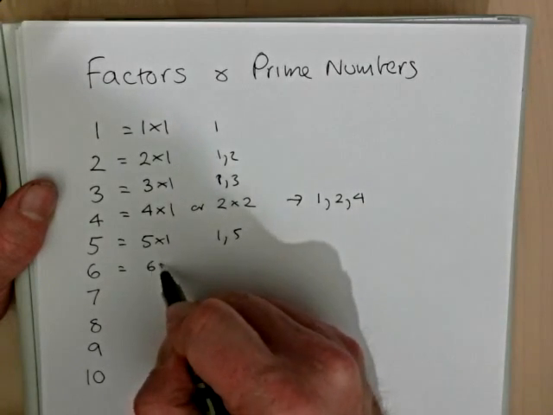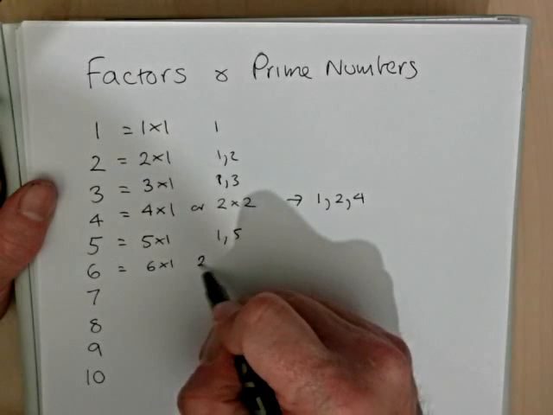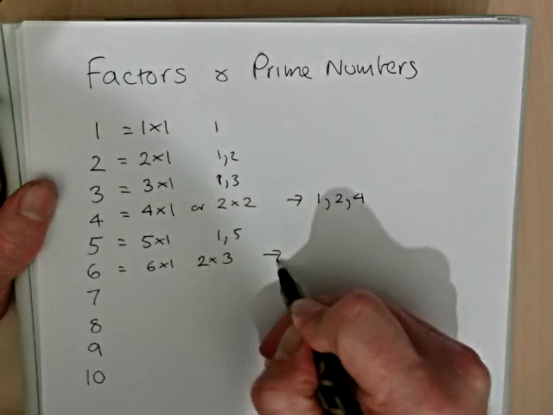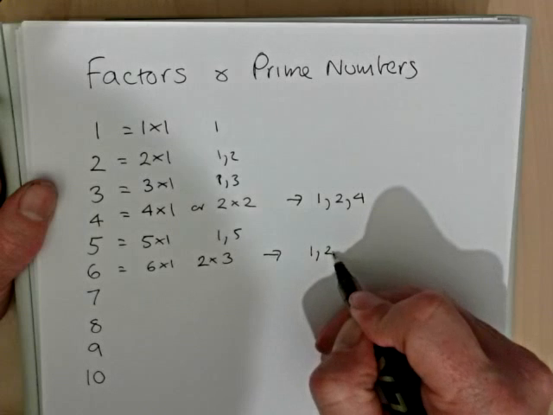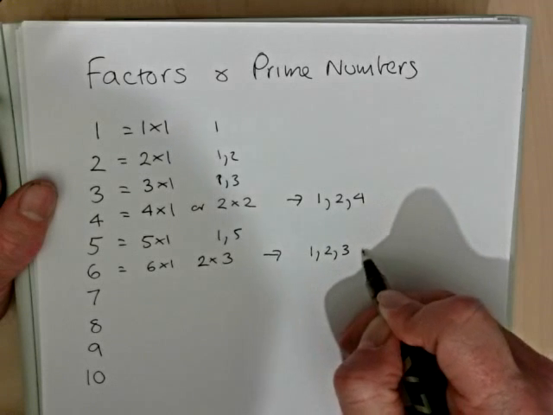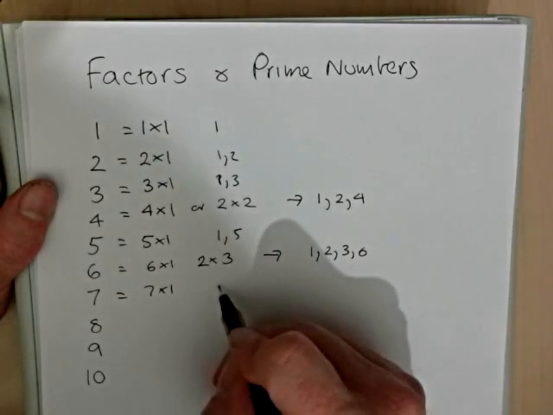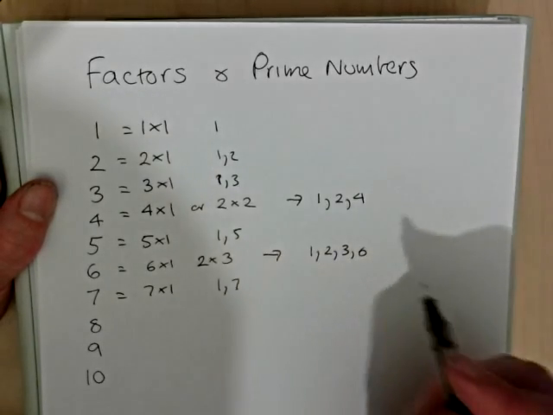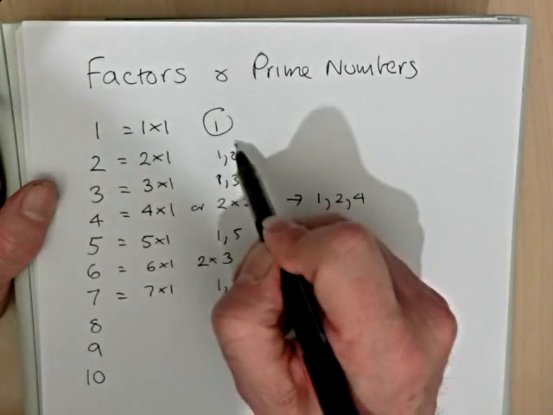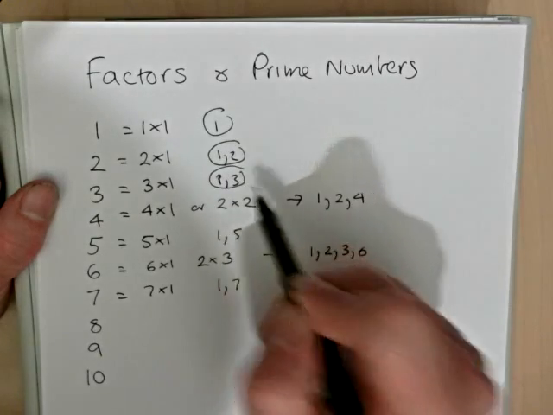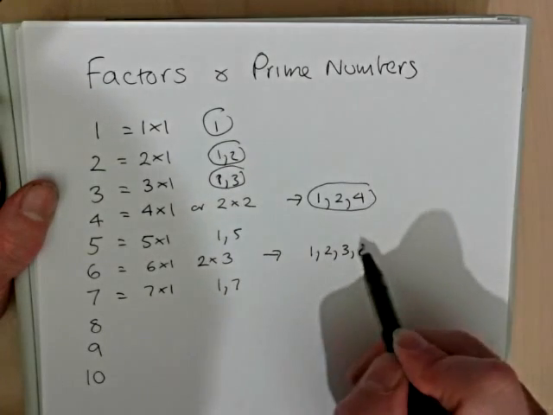On to 6, we've got 6 times 1 or 2 times 3. So that will lead to 4 factors: 1, 2, 3 and 6. 7 just has 7 times 1. So that's 1 and 7 as factors. I'll just circle the factors so you can see clearly where they are, the list of factors.